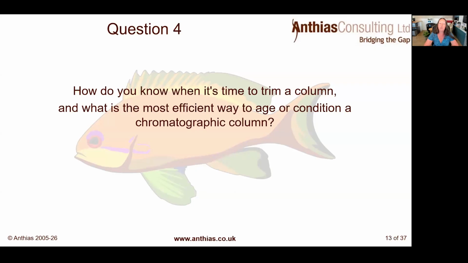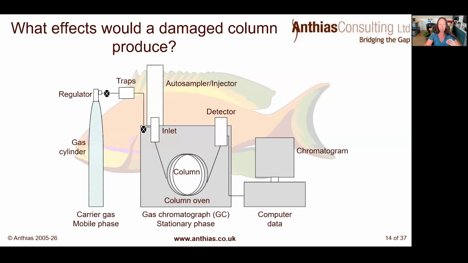So that leads me on to question 4. How do you know when it's time to trim a column? And what is the most efficient way to age or condition a chromatographic column? So we've covered a little bit of this question in the previous questions. Of course, if you've got activity on that column, the most likely place on your column to get damaged is the front end of your column. So if you've damaged it, then of course you're going to lose some stationary phase, you're going to get some activity. And again, this is going to be most apparent with those active compounds, the more polar species.